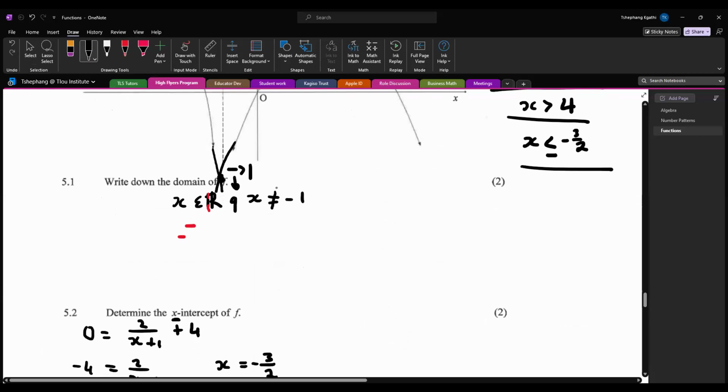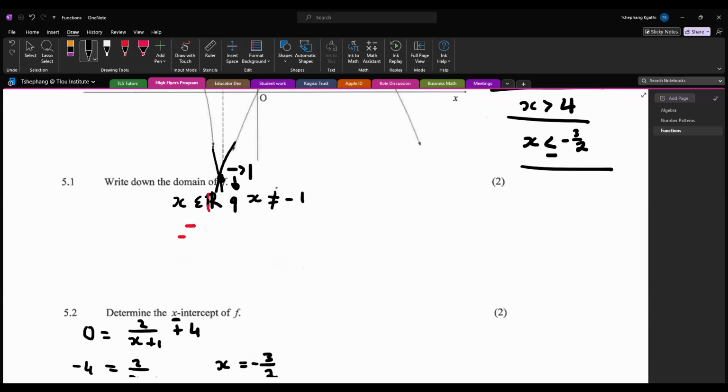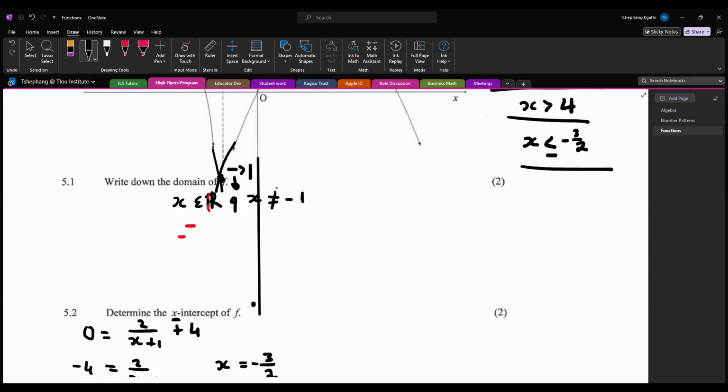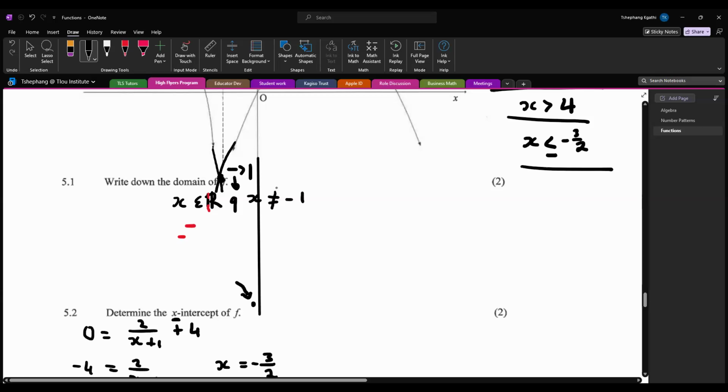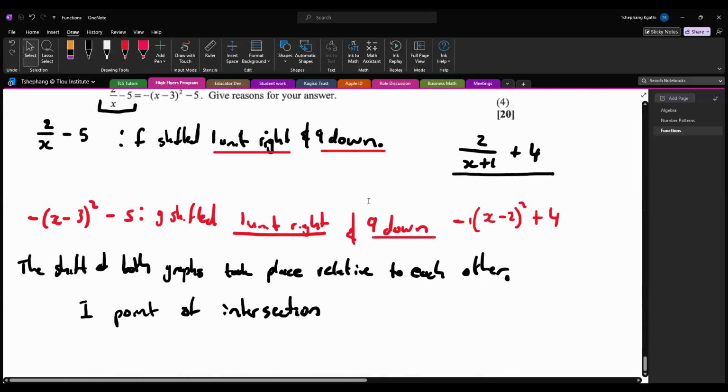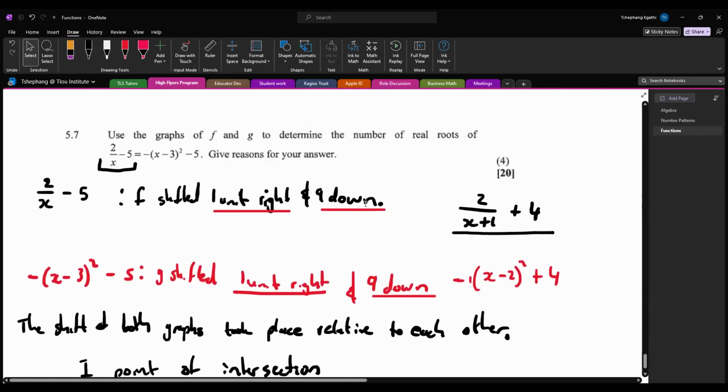Because it's to the left of this asymptote, even when we shifted 1 unit to the right, it's still going to be less than 0. 9 units down is probably going to keep it somewhere down here if we had extended our axis like that. So the only point of intersection would still be this one. That means we have only 1 root, or 1 point of intersection, because that's when we equate the 2 graphs to each other.